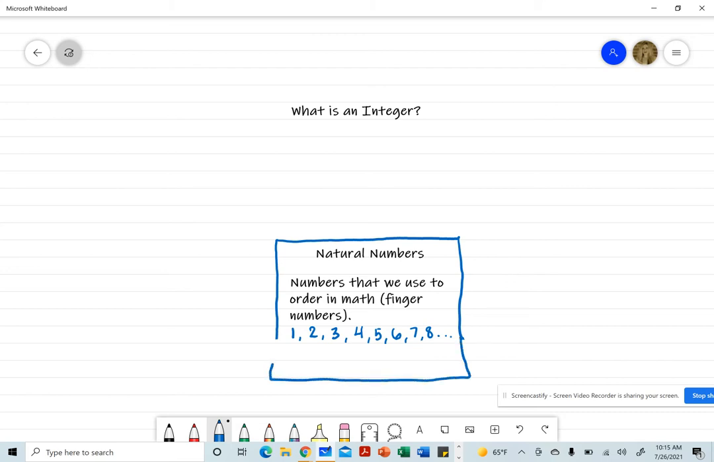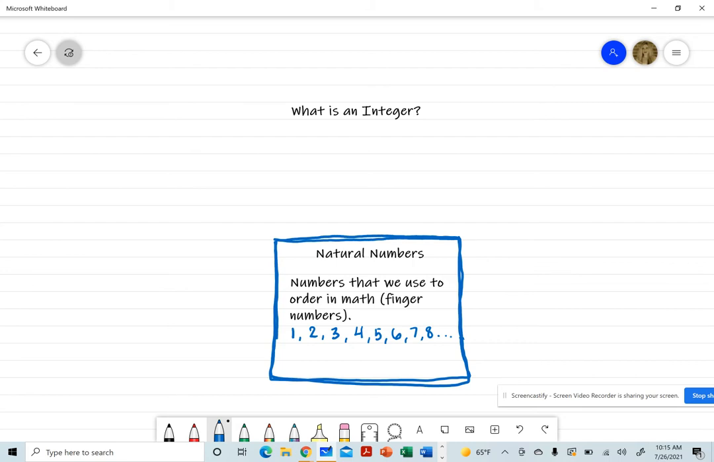Because a lot of kids say, well, can't I just make 0 with a fist? Sure, but that's not on your fingers, right? We're talking about fingers. Well, then I can just put up 0 fingers. But if it can't be represented with a finger, then it's not a natural number. That's how we kind of represent this. 0 is not a natural number.